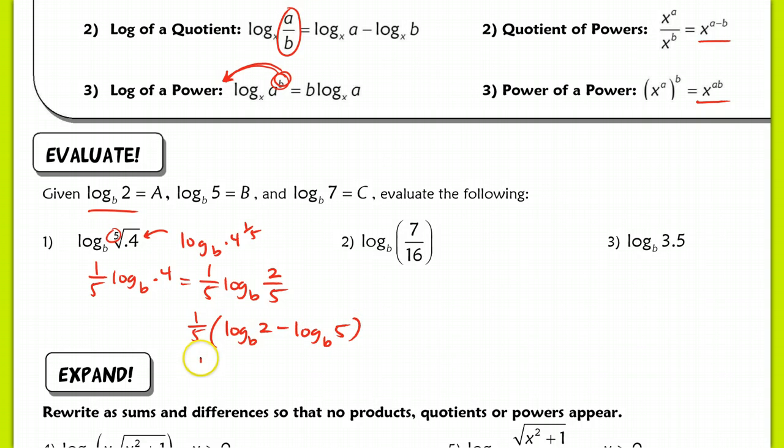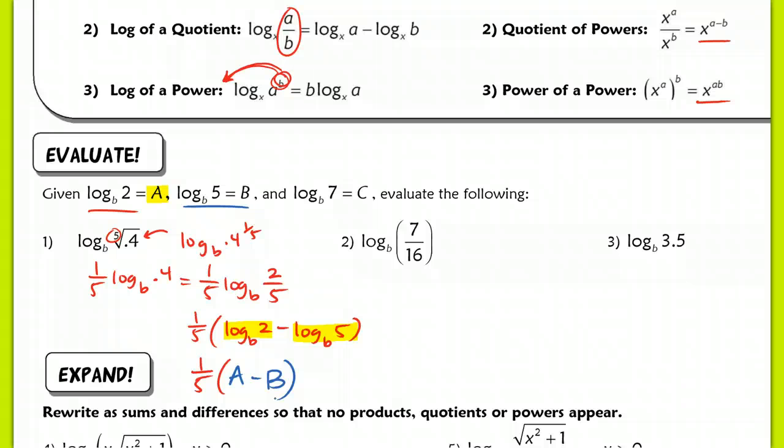Now I have 1/5 times this expression, which we have values for. Log base b of 2 is a. So that's now a, and minus log base b of 5, which is this guy here, b. So I have a minus b times 1/5. And that's how I would evaluate this.